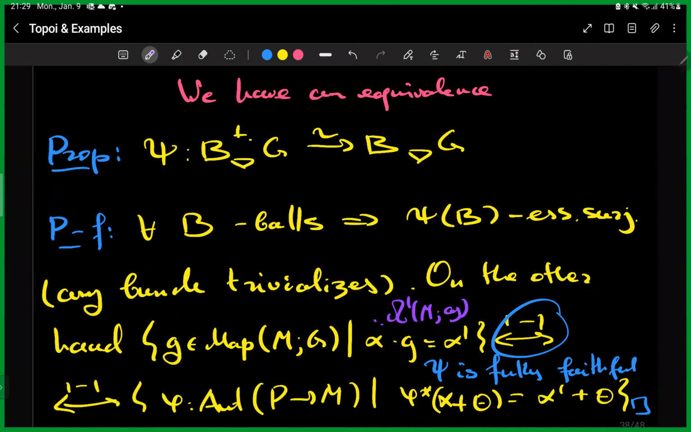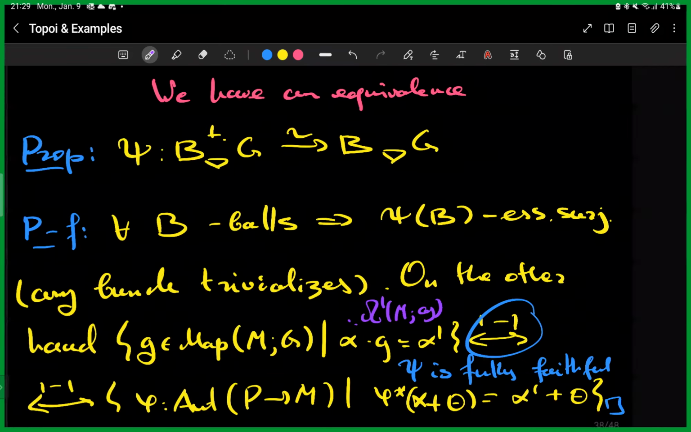So that means that our morphism psi is essentially fully faithful. So it's essentially surjective because any bundle trivializes, and it's fully faithful because we have this bijection between morphisms in the two groupoids which define both these simplicial sets. So psi is a weak equivalence. Okay.